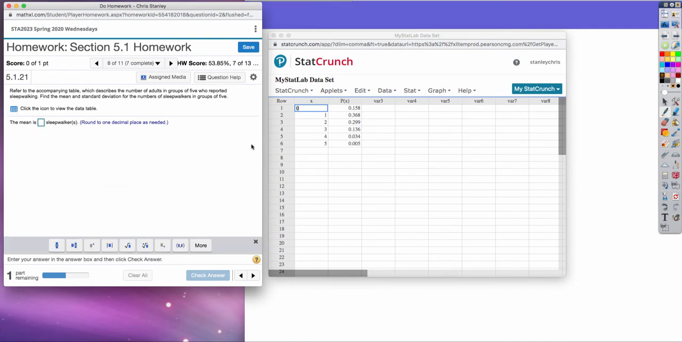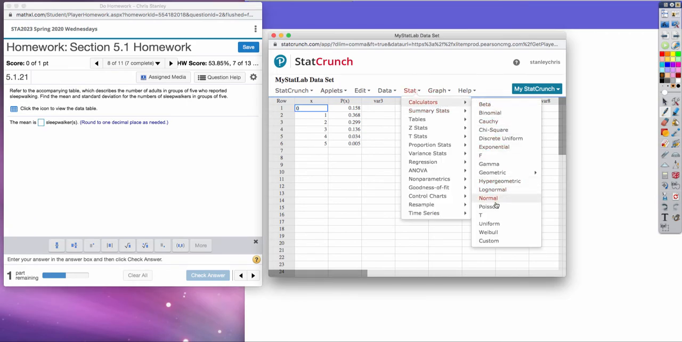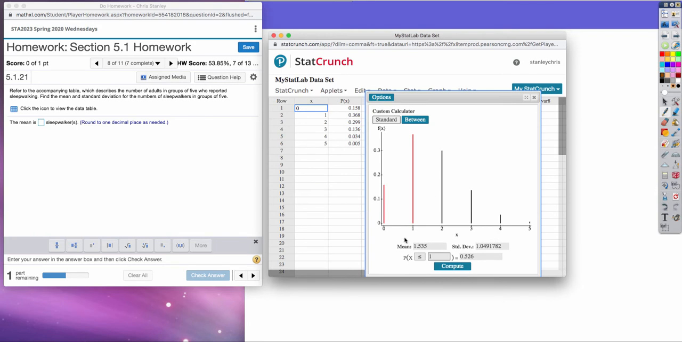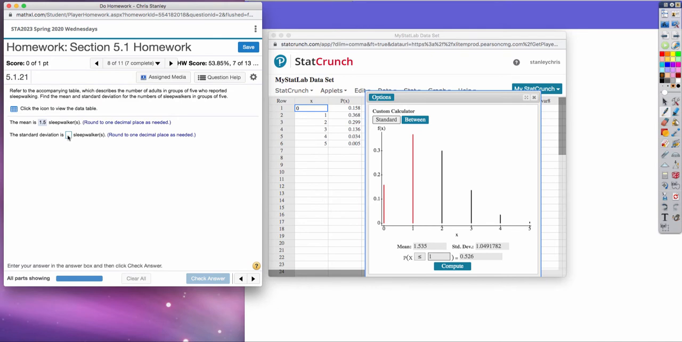The mean is the expected value. Same thing. Stat, calculator, custom. Variables and values in x. Weights are probability. So the mean is 1.535. And it says one decimal. So I come over here. That's a 3 on the second decimal, so that stays a 5. Try 1.0 there.